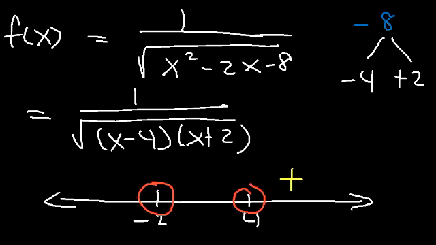Now let's pick a number between negative 2 and 4. So if we try 0, 0 minus 4 is negative. 0 plus 2 is positive. A negative and a positive number, when multiplied, will give you a negative result. If we try negative 3 for this region, it's going to be negative 3 minus 4, which is negative, and negative 3 plus 2, which is negative. Two negative numbers, when multiplied, will be positive. So we can only have positive numbers inside the square root. So it works in this region and in this region.